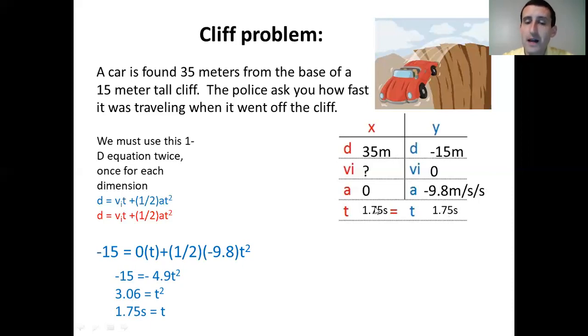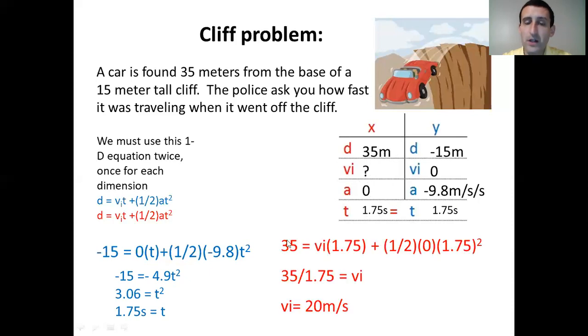So that's the time the car had to move horizontally away from the cliff. Now, if it landed this far away and it had this much time to travel, how fast would it have been going at the top of the cliff? So now we've got these three numbers with this unknown, and we can plug it in. So 35 is how far from the base we were. We don't know what the velocity is, but we know it traveled for 1.75 seconds. And again, this whole second term disappears because the acceleration is 0.